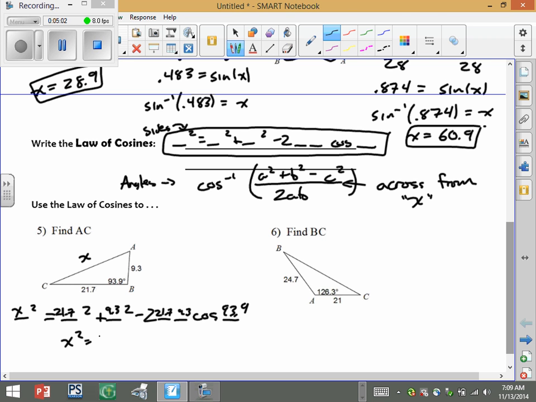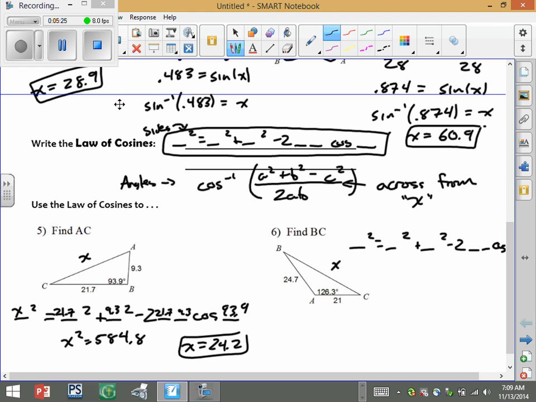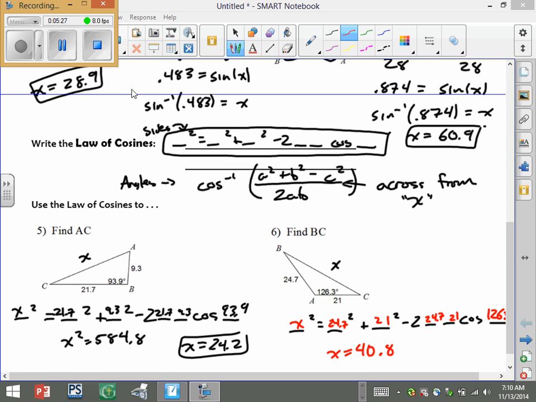x squared equals 584.8. Take the square root of both sides, and so x equals 24.2. Find BC, so again, we're doing blank squared equals blank squared plus blank squared minus 2 blank blank cosine. Fill that one in, and once we plug everything into the calculator, we should end up with x equals 40.8.